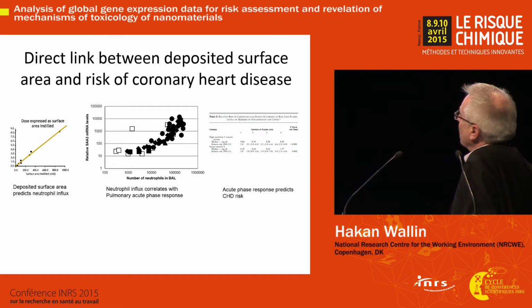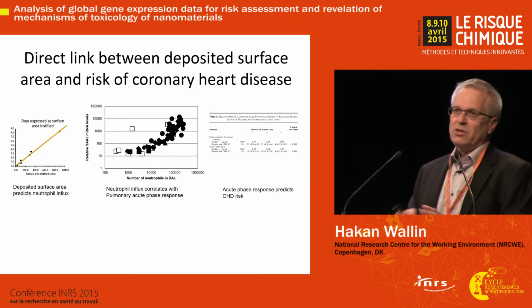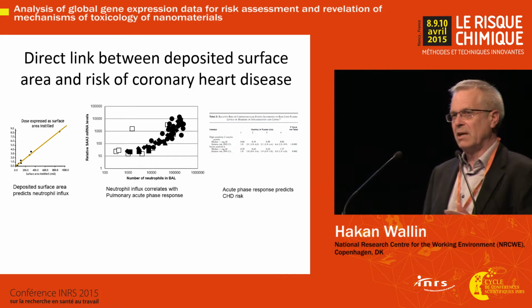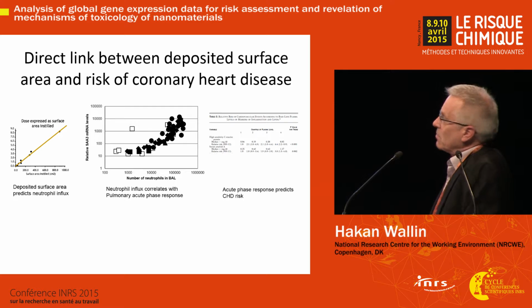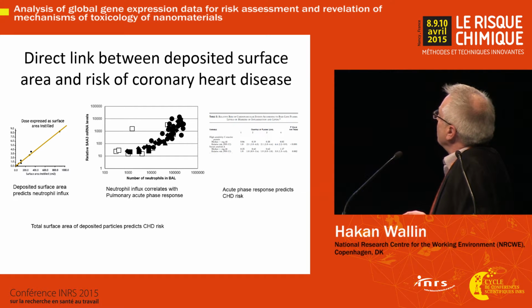So we think this is an example of what you can do with transcriptomics. You will see the whole spectrum. You will identify small changes or large changes, and you will be able to correlate that with a toxic insult.